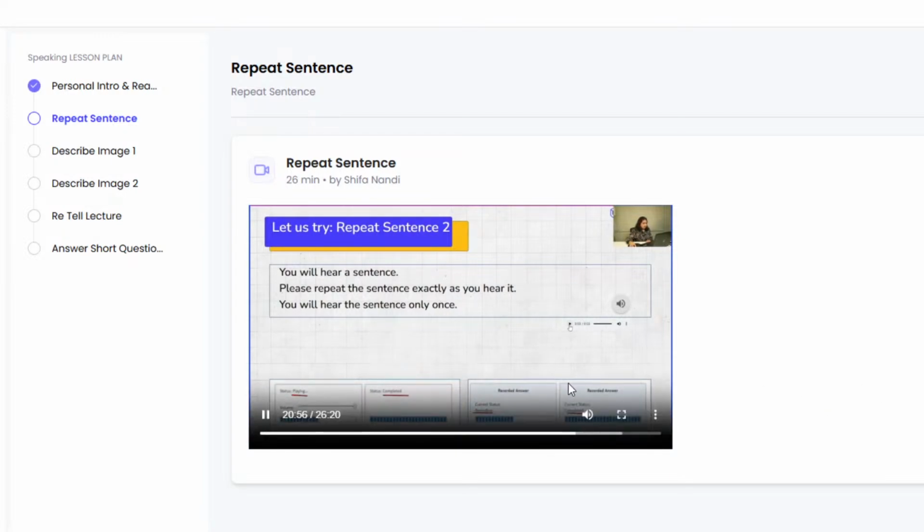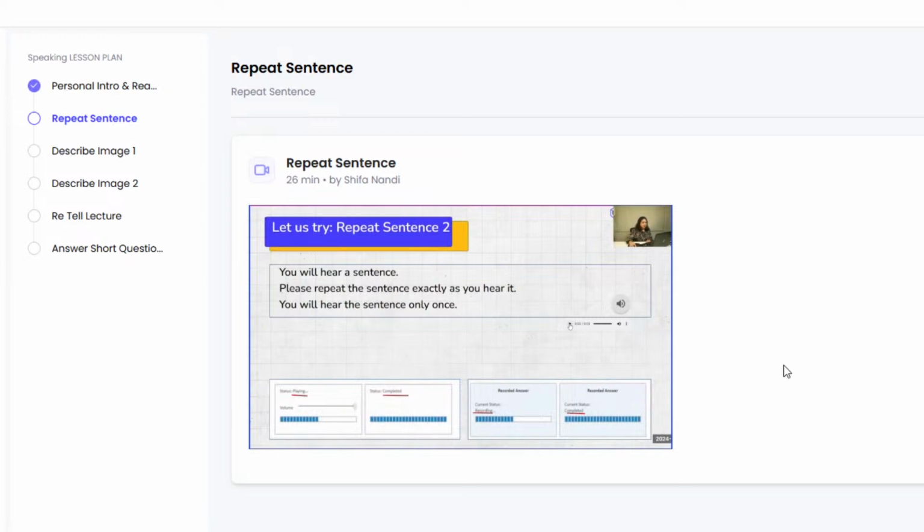So now that you must have repeated the sentence, I'm going to play it once again so that you can check if you did that right. So I'm going to play this one.